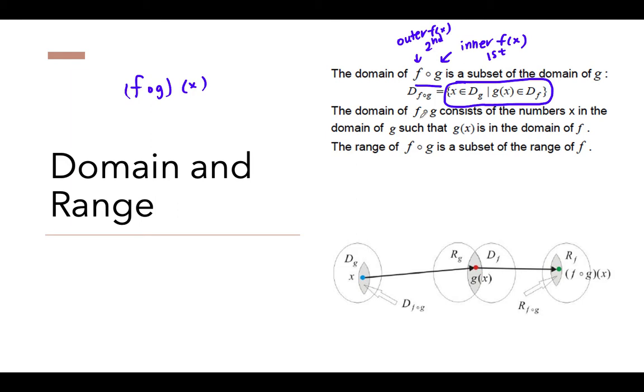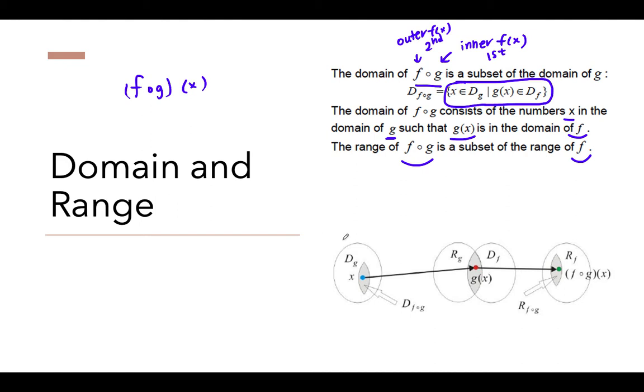The domain of f composed with g consists of the numbers x in the domain of g, such that g of x is in the domain of function f. And it's the same idea the other way around. The range of f composed with g is a subset of the range of f instead of g.